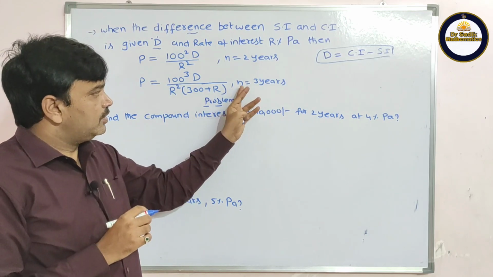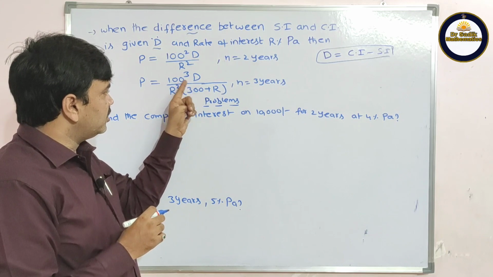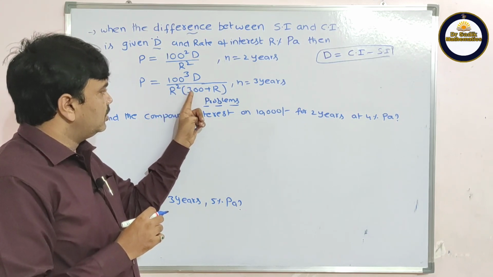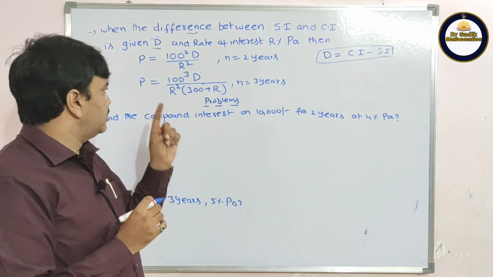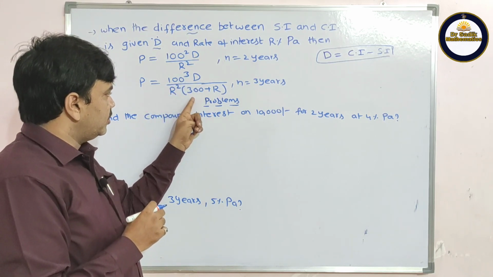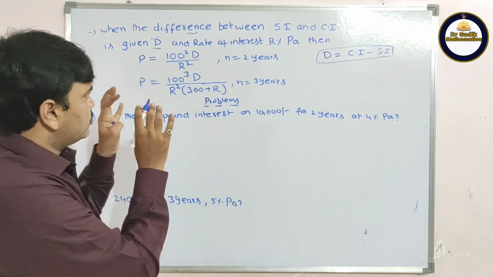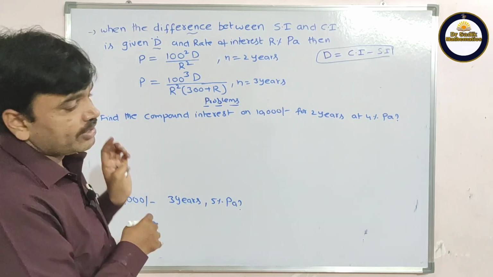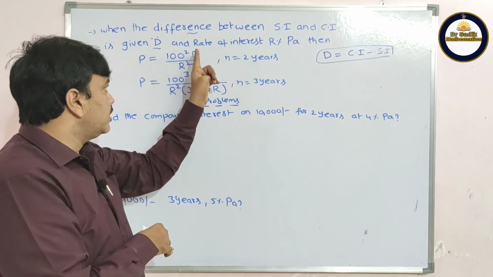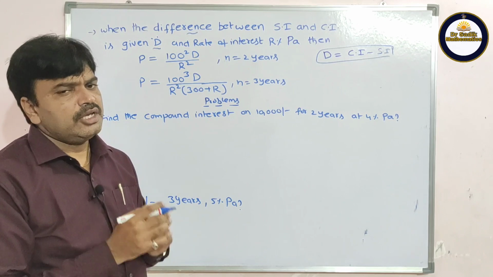For n is equal to 3 years, P is equal to 100 cube D by r square into (300 plus r). Once again, friends, capital P is equal to 100 cube D by r square into (300 plus r). That means by using these formulas, we can find the P value, the principal amount, or the difference value, or the r value. Okay friends, important.